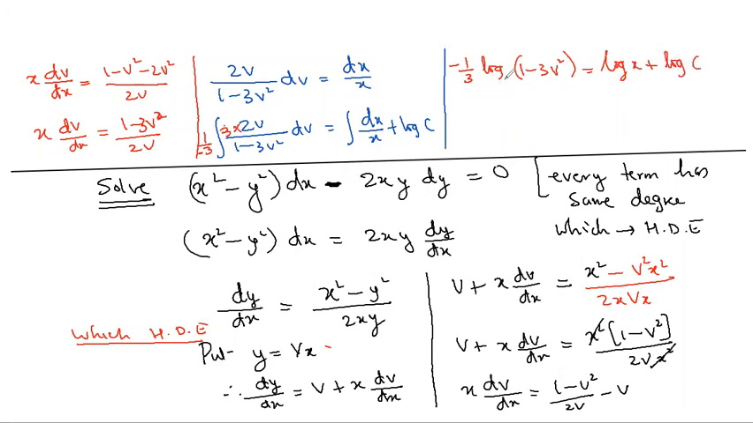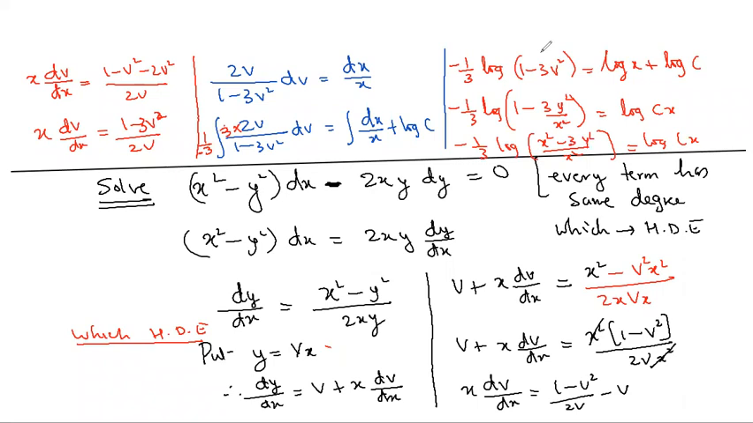Now how to adjust it? I'll do that adjustment last. 1 minus 3v square, where v is y by x, is 1 minus 3y square upon x square. So I can write this as minus 1 by 3 log of x square minus 3y square upon x square is log cx. Is it okay? Usually this x gets cancelled; in this problem it is not getting cancelled. Now you can take the minus 3 on the other side and remove the log.